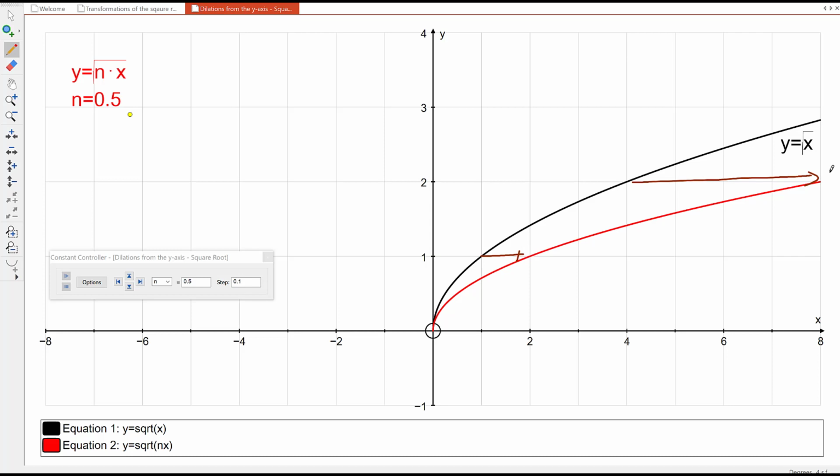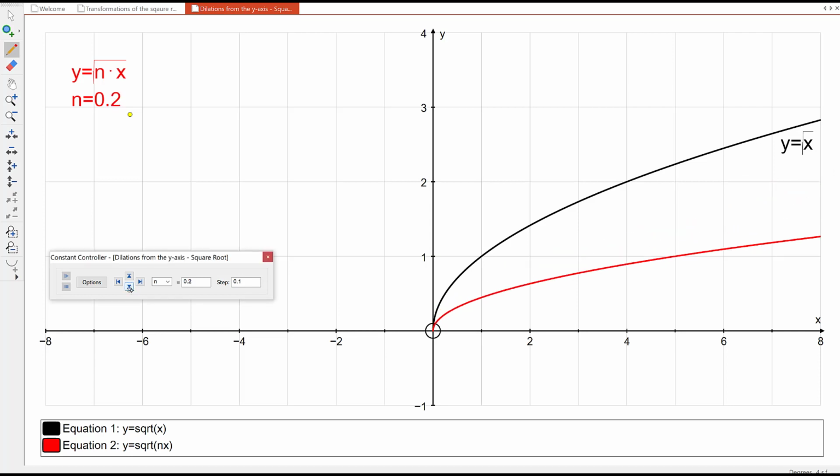So we are dilating by the reciprocal of n from the y-axis. Remember, reciprocal is a word we use when we're flipping the fraction, swapping the numerator and denominator. So if n is 0.5, which is 1/2, what's actually happening is a dilation by 2 over 1, so by 2 from the y-axis. Again, let me just delete those arrows.